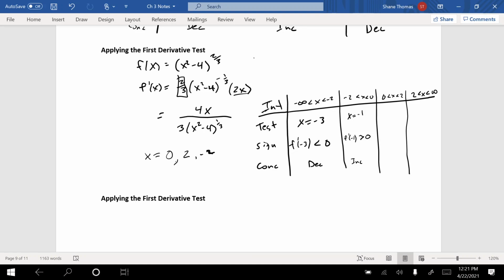Next, interval 0 to 2. Let's put in a 1. F prime of 1 is going to be less than 0, so it's decreasing. Just plugging the numbers right in, into the derivative right here. Like I said, just type it in the calculator once and then change the number. All right, the next is 3. So f prime of 3 is greater than 0, so that is an increaser.